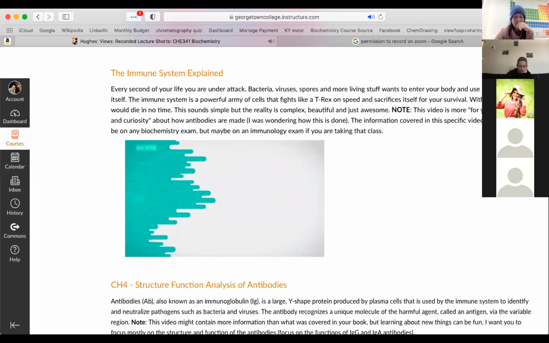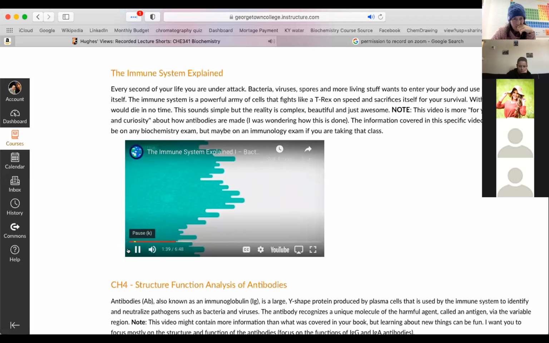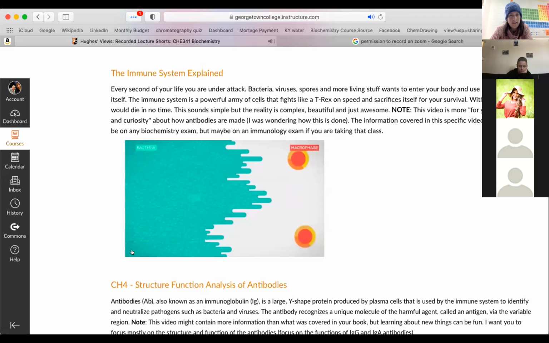And start to damage the body by changing the environment around them. The immune system has to stop them as fast as possible. First of all, your guard cells, known as macrophages, intervene.